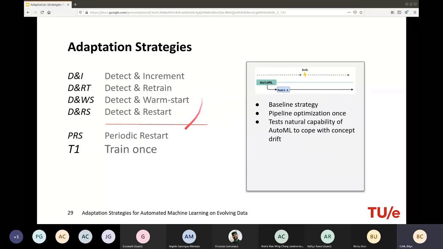And as a baseline strategy, we include the train once, which runs AutoML once and uses the pipelines found at the beginning for the remainder of the data stream. And this actually tests the innate capabilities of the AutoML methods to cope with the concept drift.